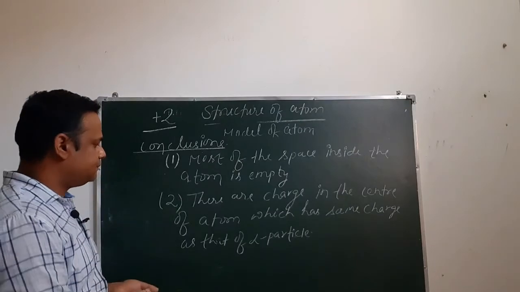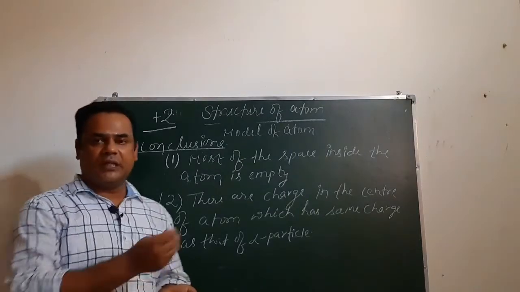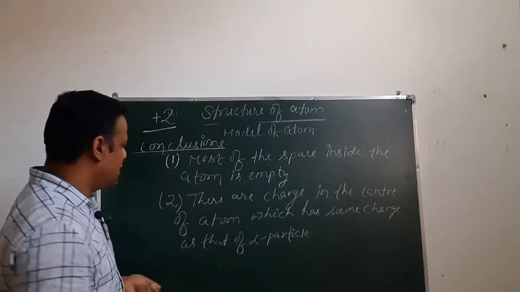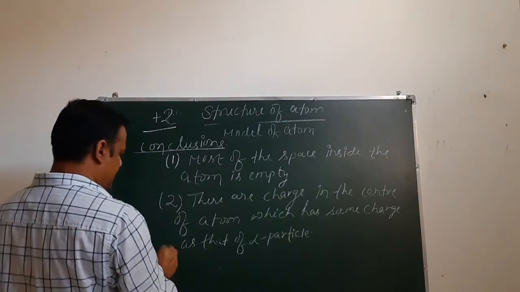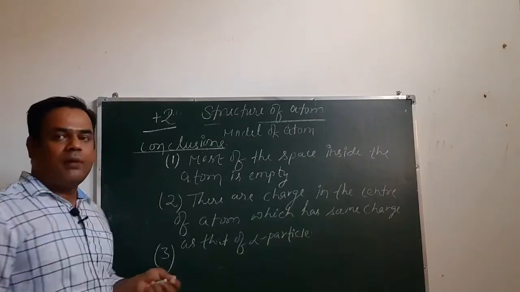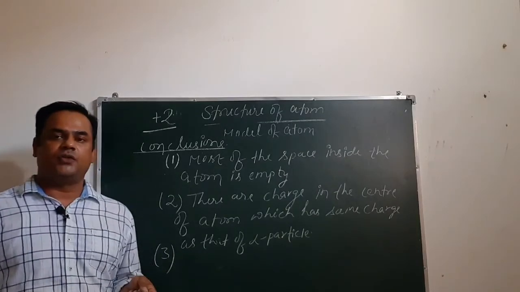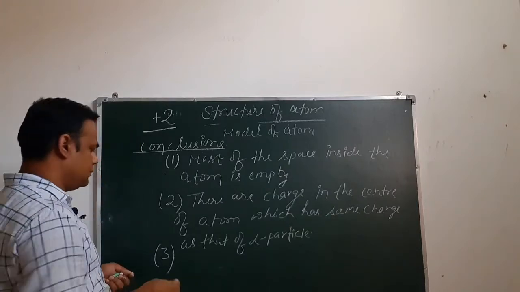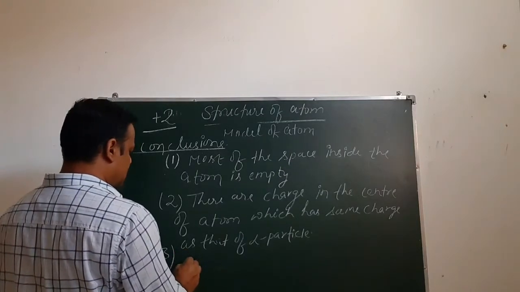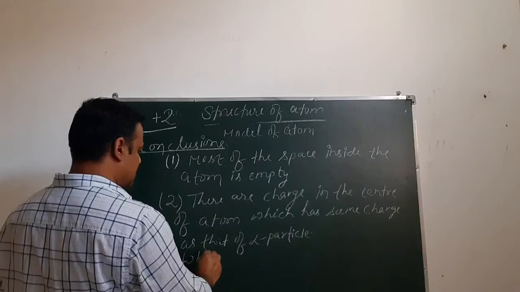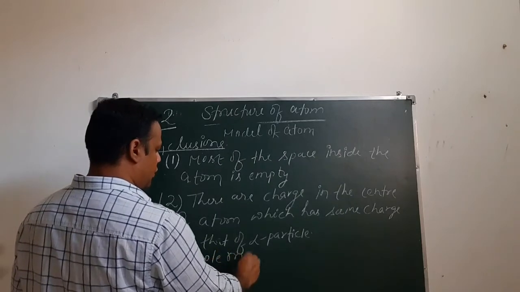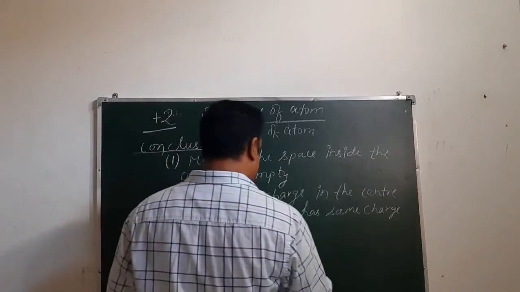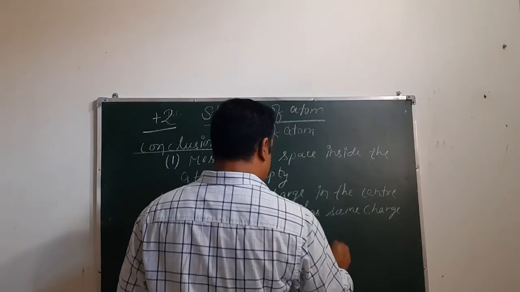The third point is that 1 in 1000 is coming back, rebounding back to their path, which confirms that the whole mass of the atom is located at the center of the atom. The third conclusion is that the whole mass is concentrated at the center of the atom.